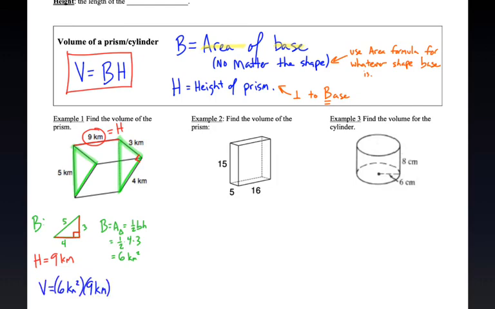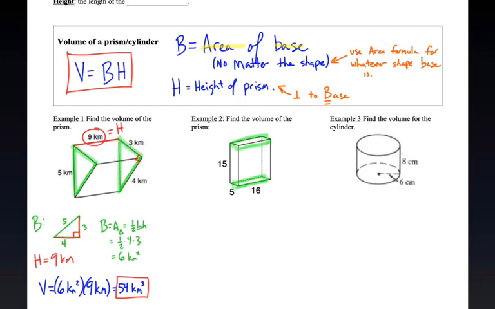So the volume is the area of the base, the area of the triangle, which was 6, times the height, 9. Gets us 54 kilometers cubed. Volume is cubed. So that's all there is to it. All the work really is identifying the area of your base right here, multiplying it times the height.